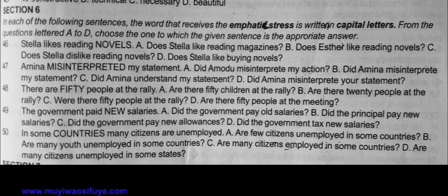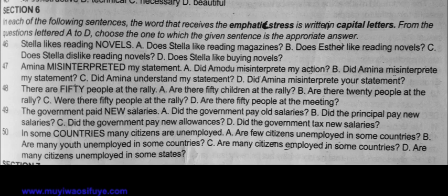Misinterpreted. Now let's look at the options. Option A, did Amodu misinterpret my action? Option B, did Amina misinterpret my statement? Option C, did Amina understand my statement? Option D, did Amina misinterpret your statement? Now those are the four options. Now let's go back to find out which option is correct.